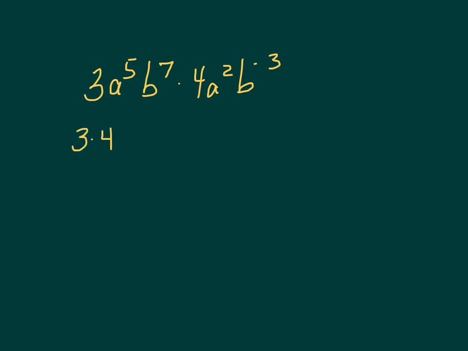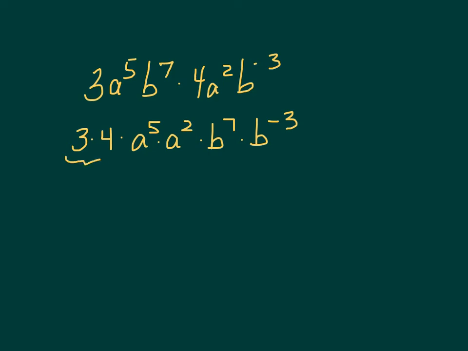Now, I can apply the same rules when I have a problem like 3a^5 b^7 times 4a^2 b^-3. Since it's still all multiplication, I can order them differently. So I'm going to put my numbers first: 3 times 4 times a^5 times a^2 times b^7 times b^-3.